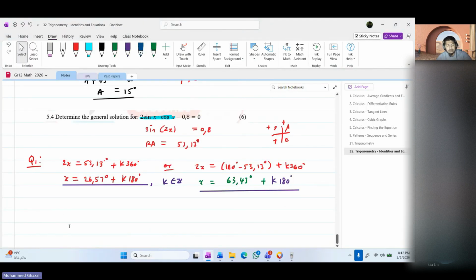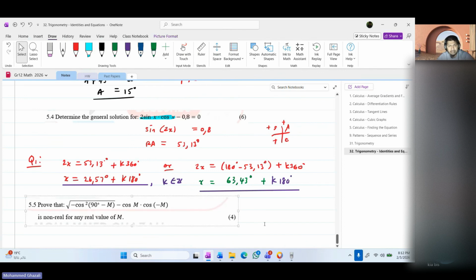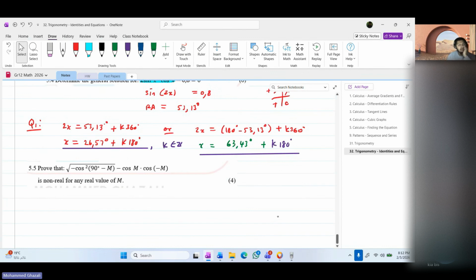Look at the types of problems that are given here, from the same Western Cape paper. Prove that this part over here is non-real for any real value of m. It's like mixing paper 2 with paper 1. When are the values non-real in this case? The values are non-real when everything under the square root is less than 0. So you need to solve this inequality.